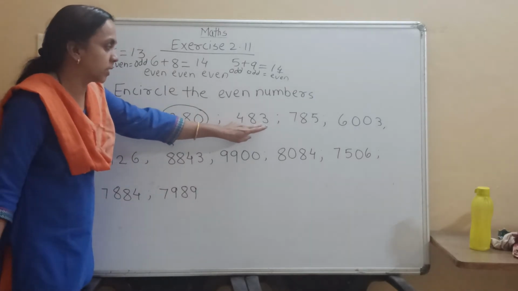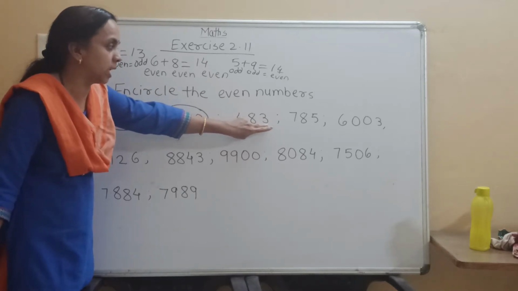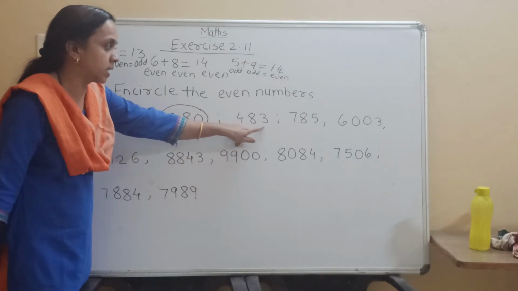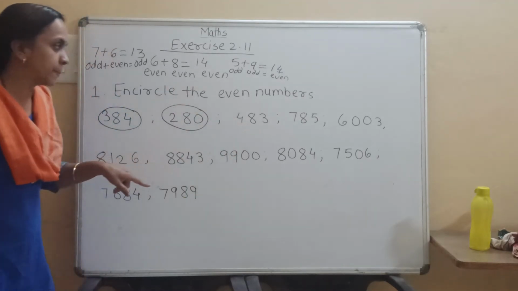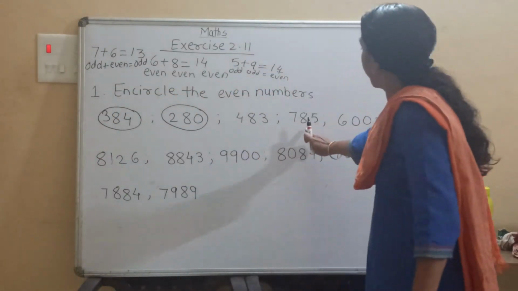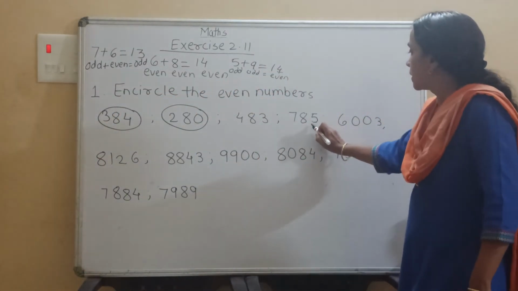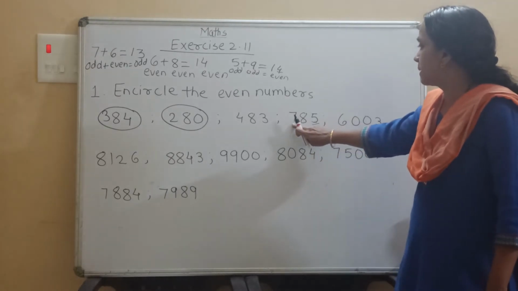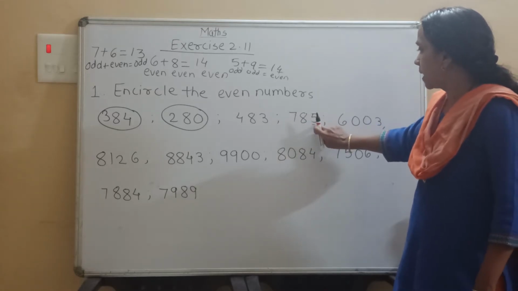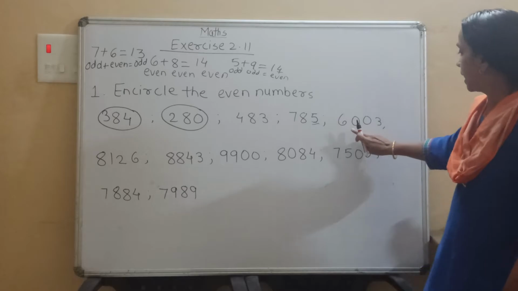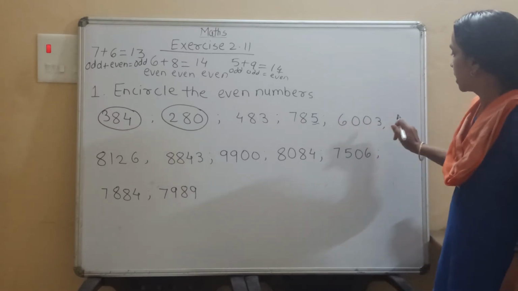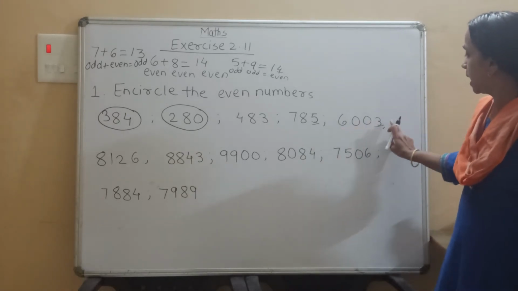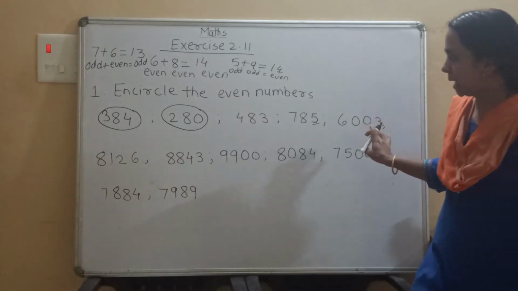Then 483. 483, the number ending with the digit 3. 3 is an odd number. So don't circle this 483 because it is an odd number. Then which number is there? 785. So here also this number ends with 5. 5 is an odd number. So 785 is an odd number. So no need to circle it. Then 6003. 6003 ends with the digit 3. 3 is an odd number. So 6003 is an odd number. So don't circle this number.